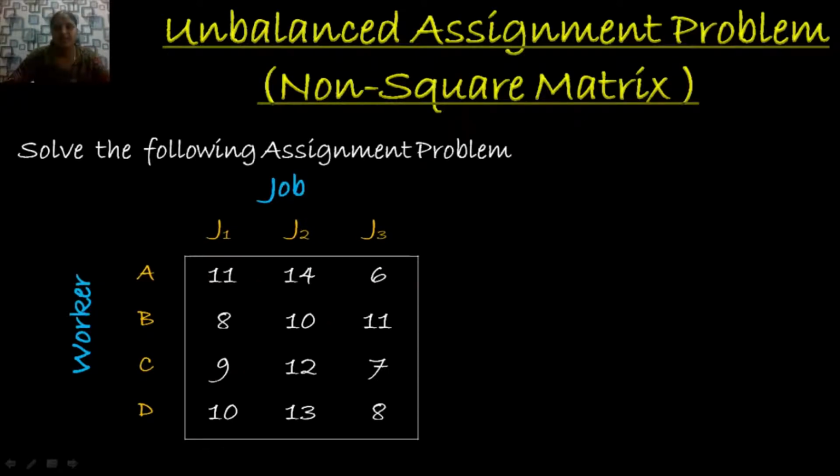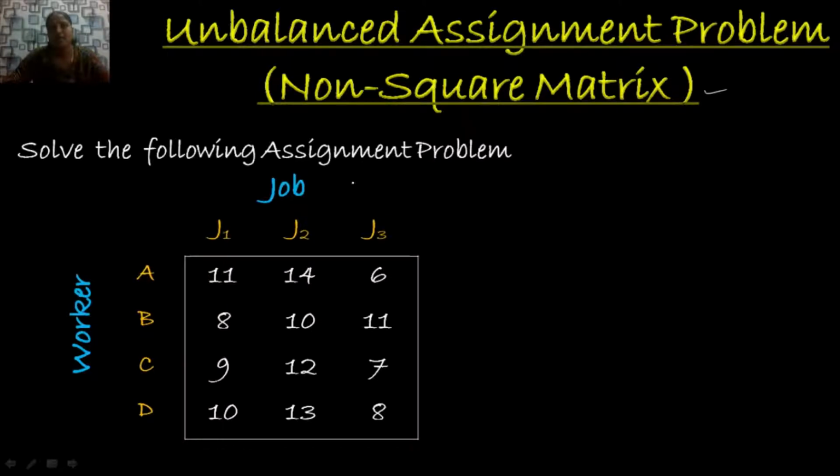In this video, let me discuss some of the examples under unbalanced assignment problem. That is, if a non-square matrix is given, then how can we calculate the optimum assignment schedule and its associated cost? That we are going to discuss now. As a first example, let me solve the following assignment problem.